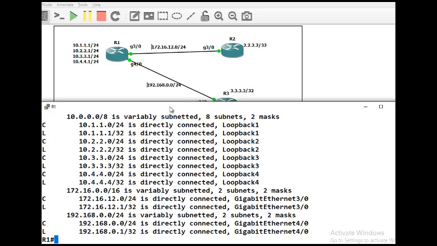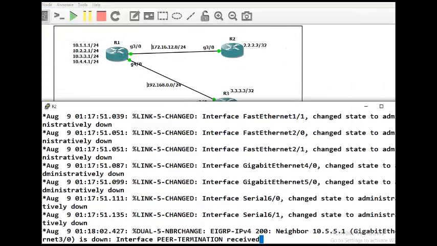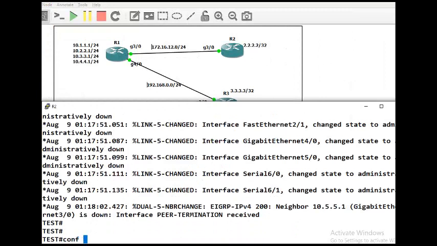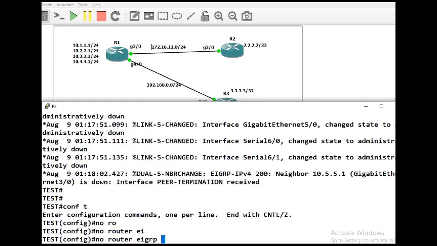Next. Going to router 2. Don't worry about this L. L means the address on the link. On loopback 1, this is the network and this is the exact IP address. Okay. So I'm going to do similar configuration on other two routers. First, I'll go there, remove the EIGRP, which we did earlier. No router EIGRP 200.